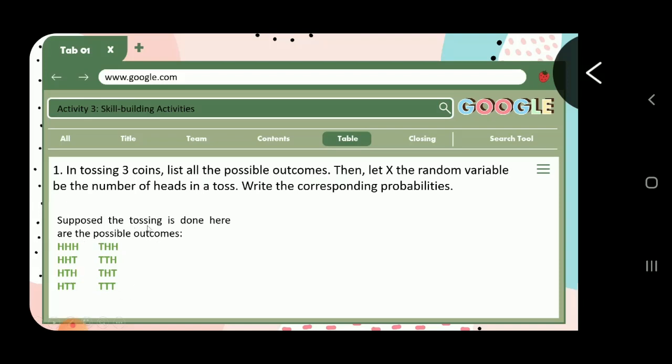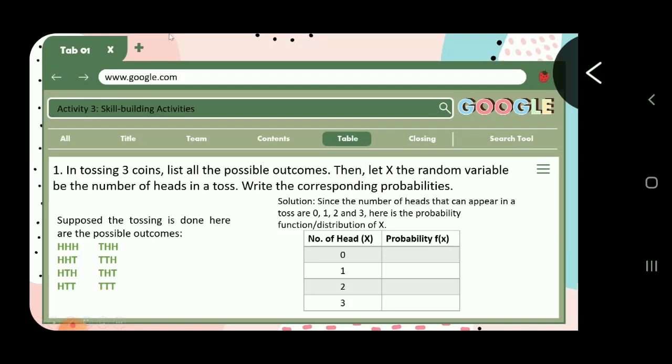Now, the question here is, we let X, the random variable, be number of heads in a toss. So, kailangan nato kuhaan og probability kung pila ang probability sa number of heads kung itoss ang tulo ka coin. So, here, since the number of heads that can appear in a toss are 0, 1, 2, and 3, here is the probability distribution function of X. So here, number of head, which is X. Then probability nato ang answer, probability.